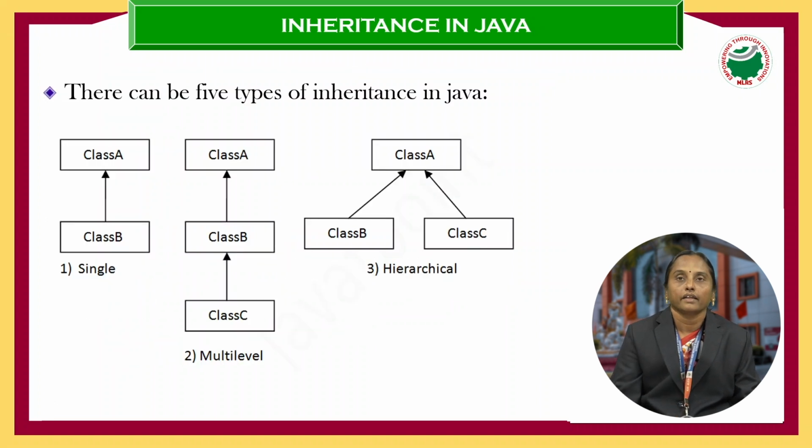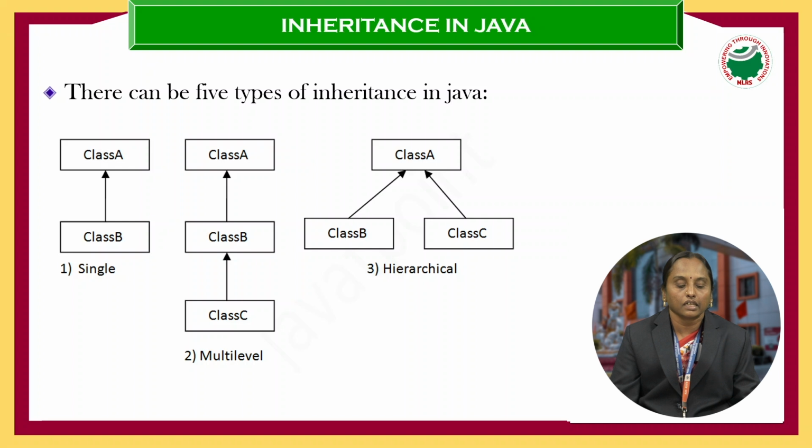Next one is types of inheritances. Here we have 5 types of inheritances. First one is the single level inheritance, and the second one is the multi-level inheritance, and the third one is the hierarchical inheritance, and the fourth one is the multiple inheritance, and the fifth one is hybrid inheritance.